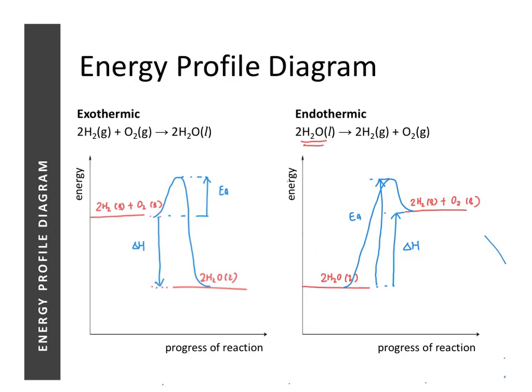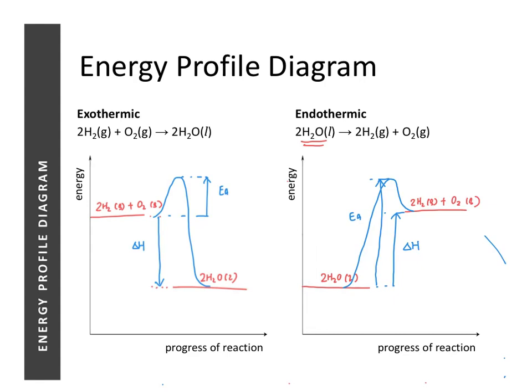A few things to take note of here. Remember, in an energy profile diagram, same as an energy level diagram, the arrows only go in one direction. Do not draw a double-headed arrow, and the direction of the arrow must indicate whether it's endo or exo. If it's an endothermic reaction, the energy level of your product is higher than your reactants, so the arrow must be pointing up. If it's an exothermic reaction, where the energy of your products is lower than your reactants, then the arrow must be pointing down.